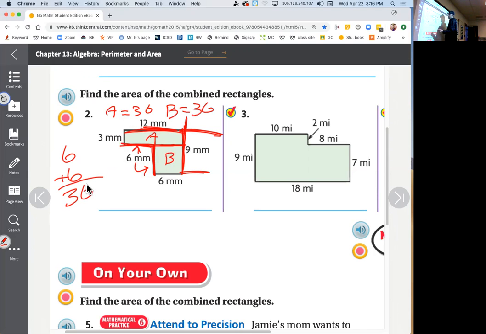So now what do we do? We add those two together. 36 plus 36 equals 72. 72 millimeters squared. Okay? You can cut it the other way. If you did cut it the other way, you should get this answer right here. Let me check, make sure. It's always good to check your work. And it is 72 millimeters squared.